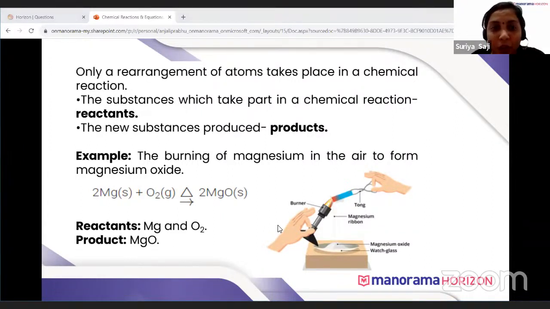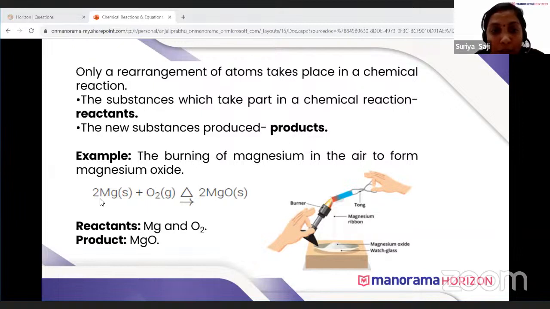We said that in a chemical reaction, a rearrangement of atoms takes place. The substances that take part in a chemical reaction we call reactants, and the newly formed substances we call products. Here we can see an example of a chemical reaction: burning of magnesium in air to form magnesium oxide. Magnesium reacts with oxygen, forming magnesium oxide. See that chemical equation.